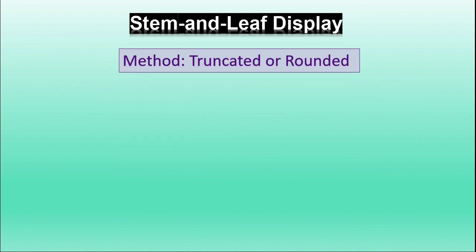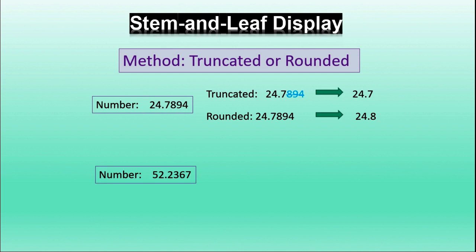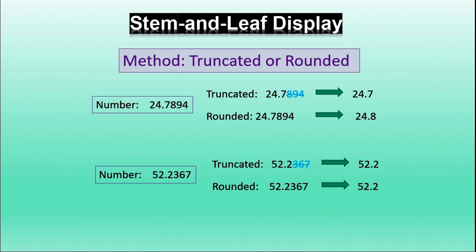Here are two examples of the methods of truncating or rounding. The number 24.7894 can be truncated as 24.7 or rounded as 24.8. The number 52.2367 can be truncated as 52.2 or rounded as 52.2.